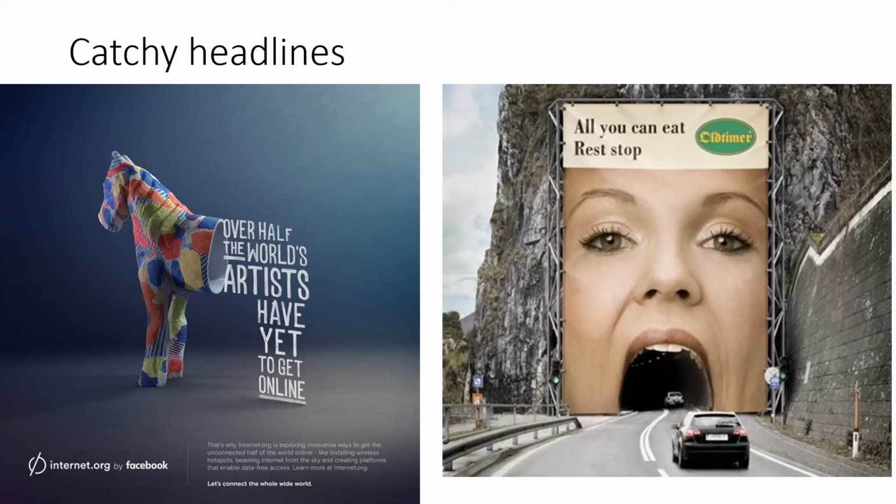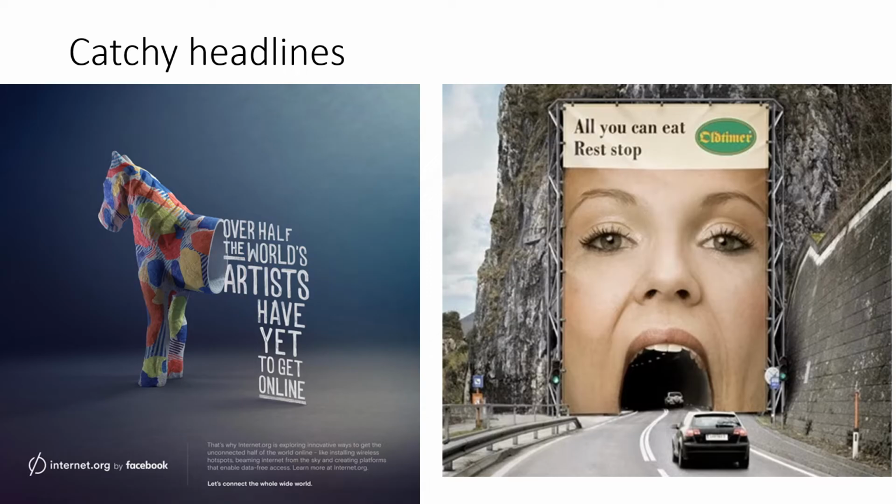The use of catchy headlines is also a way that advertisers use to grab the attention of the buyer. Let's have a look at the first advertisement. The artwork is made out of words, and also notice how only half of the donkey is in words and the other half is drawn, which puts emphasis on the message that half of the world's artists have not yet moved online. And the half that you're seeing that is painted is those artists that are online, and the words represent the ones that have not yet moved online.